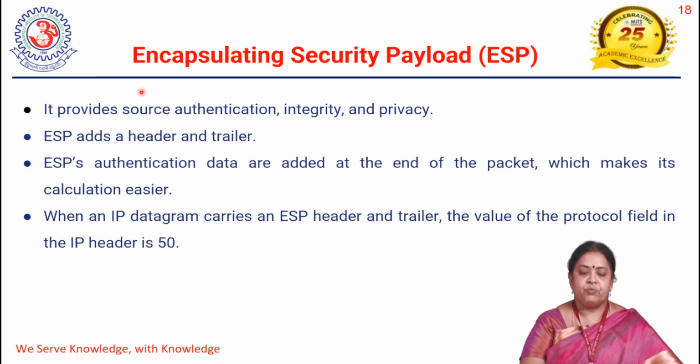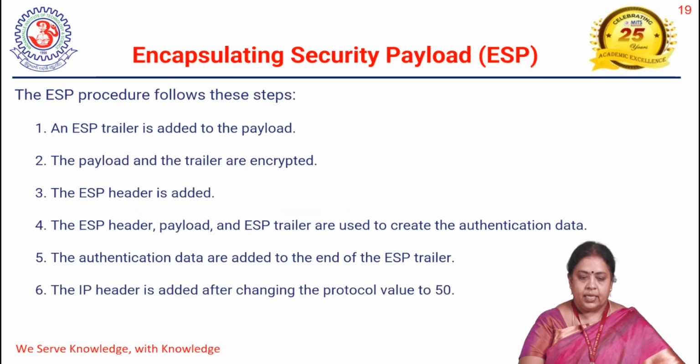In the ESP, we have both header and trailer. In the trailer part, we are going to have the authentication data. And the protocol field contains the value 50. Now we see the procedure. First, the ESP trailer is added to the payload. The payload and the trailer are encrypted. Now, coming to confidentiality, for privacy, it has to be encrypted. It has to perform the encryption.